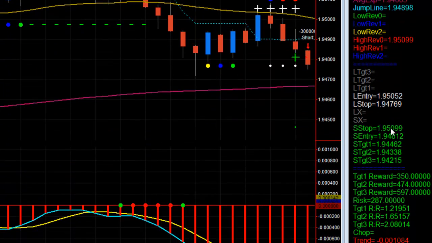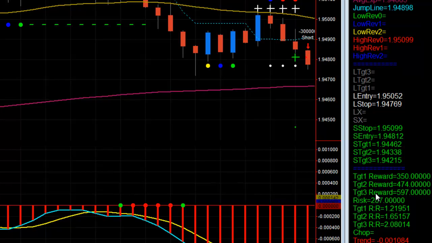You get a lot of information here in the data window. Your entry, 3 targets, your stop. The entire trade is planned out for you with the click of the mouse. And you also get how much you're going to earn to each target. So 35 pips, 47 pips, 59 pips, and how much you're risking on each trade, 28 pips.